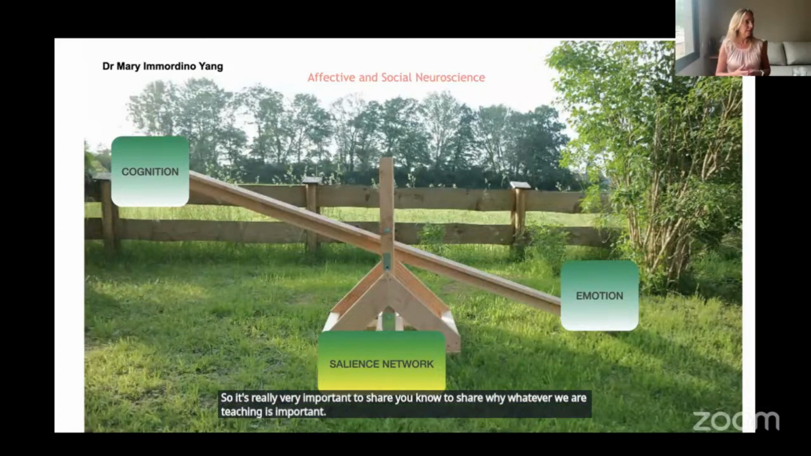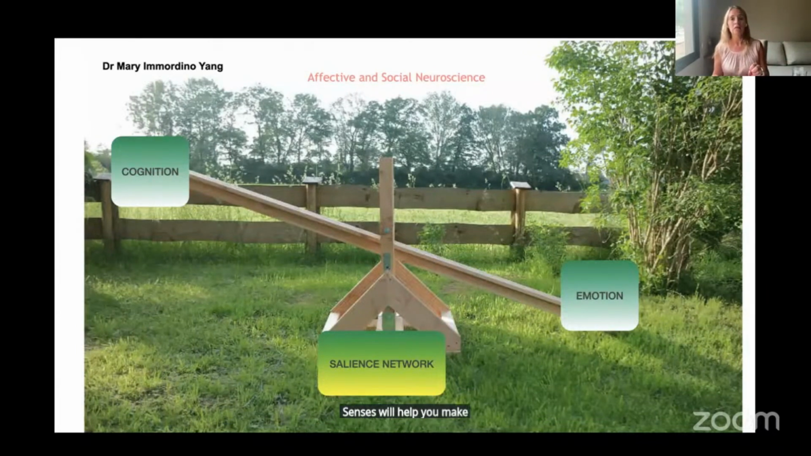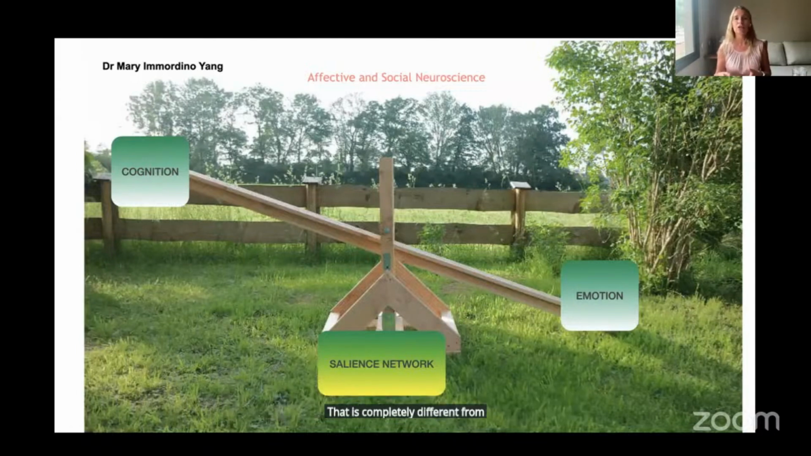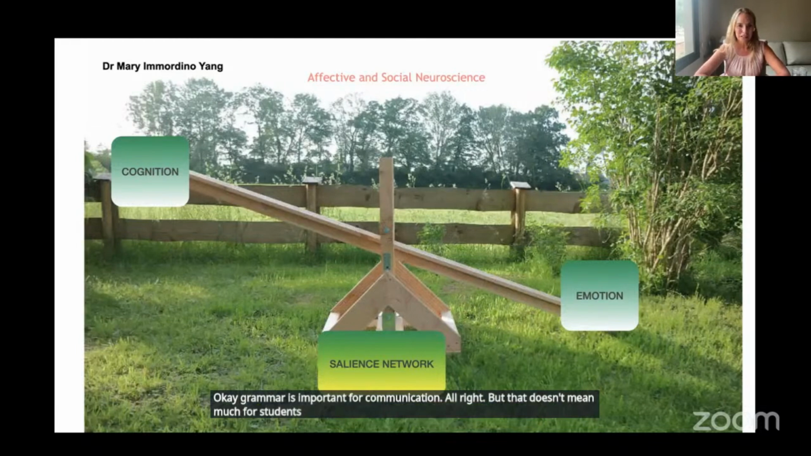If you are teaching past simple, right, as an English teacher, you can say, okay, past tense or tenses in general will help you tell the story of who you are. Tenses will help you make a storytelling of your narrative in life, of who you are, who you were, and who you would like to become in the future. That is completely different from telling students you need to learn grammar. Okay, grammar is important for communication. All right, but that doesn't mean much for students. So it's really very, very important to activate the salience network in students.